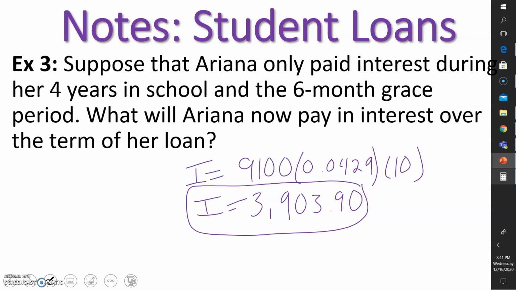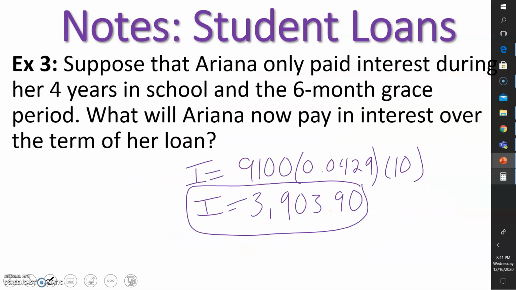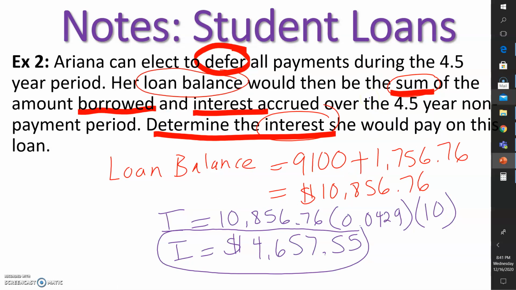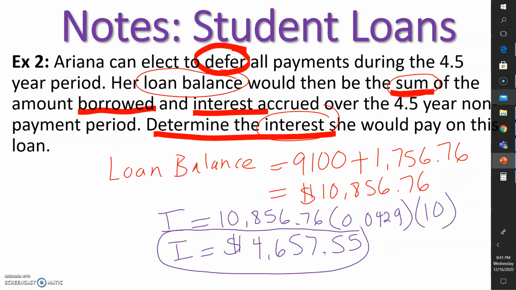So it might be a good option to consider, because we look at that, 3,900 versus the 4,600. And she gets this option by paying off that $1,756.76 while she's in school.